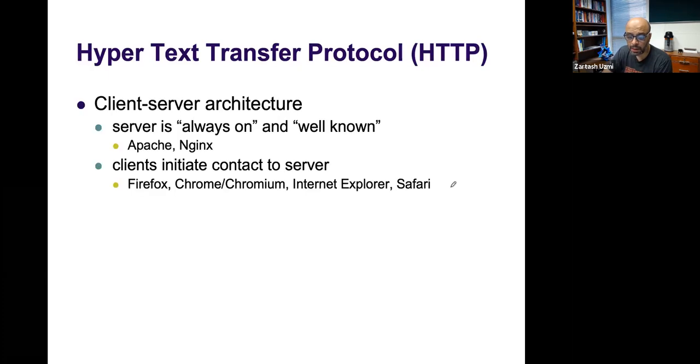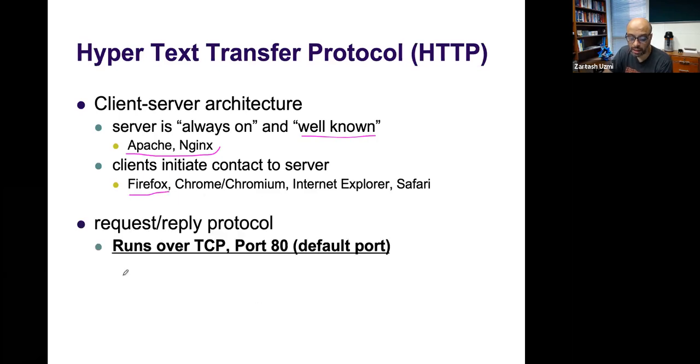So HTTP is using what we call a client server architecture. The server is almost always on and well known. This is a well-known server. Software used for that is Apache, Nginx, and many other servers available these days. The clients which initiate the contact to the server are your browsers, could be Firefox, Chrome, etc. And the request reply protocol, which we will go into the structure of, runs over TCP.